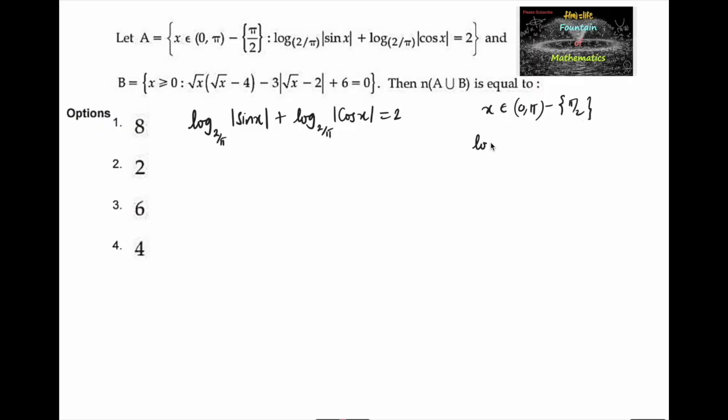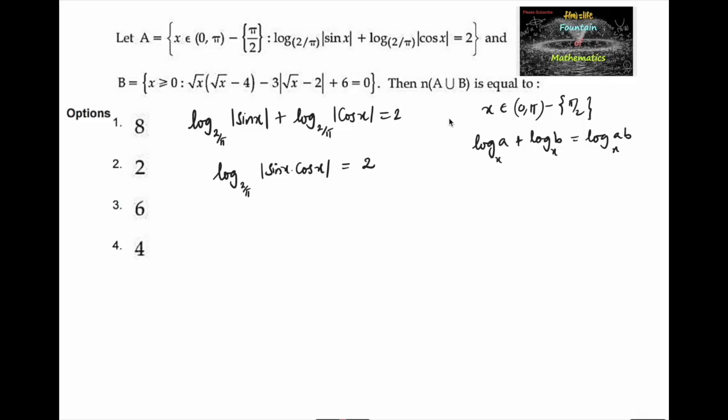So we know the property log a plus log b to the same base, we can write log ab. So here we can write log to the base 2 upon pi of mod of sin x into mod of cos x, that is mod of sin x into cos x, which is equal to 2.